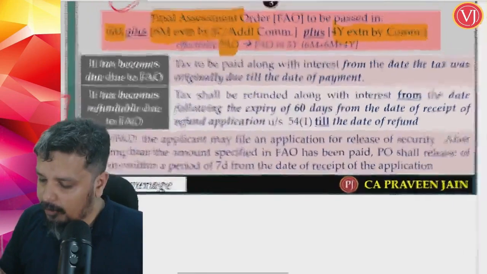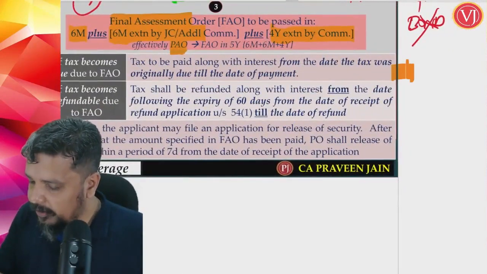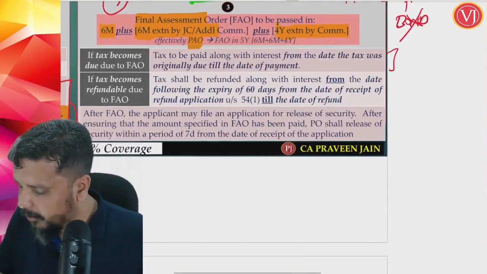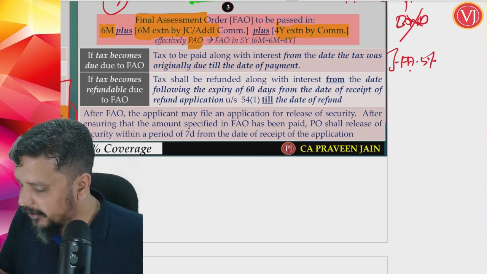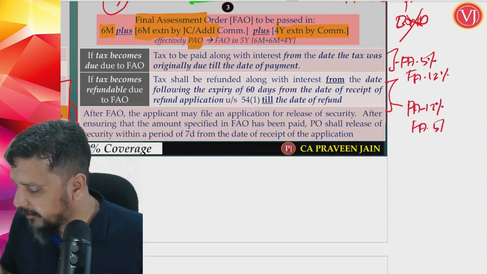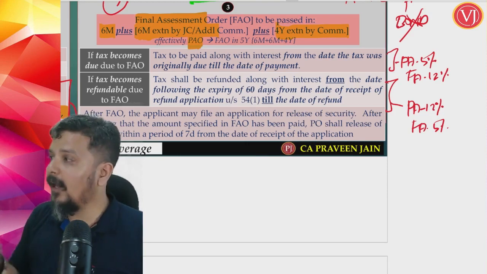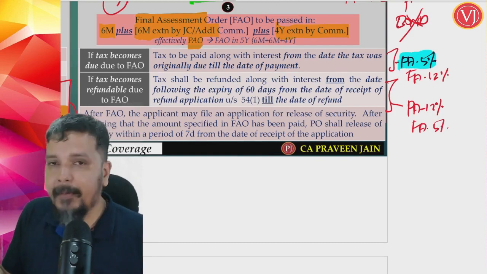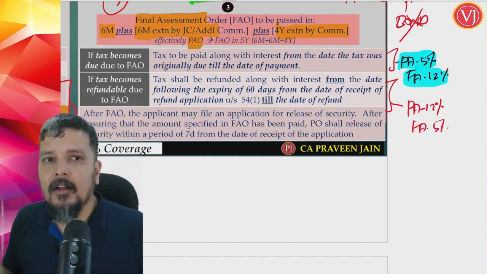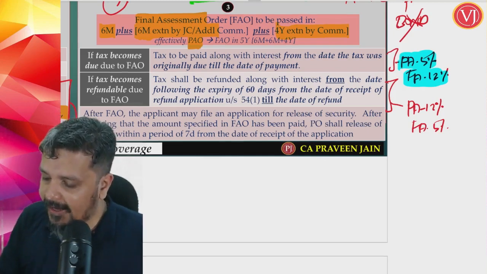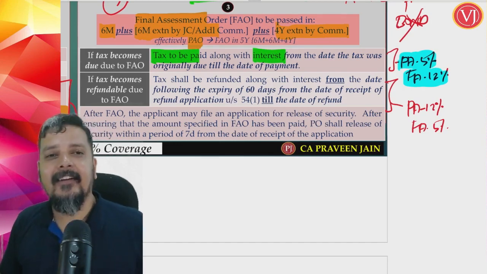But what if provisional assessment was at the lower side, at 5%, and final assessment is 12%? Or what if provisional assessment was at the higher side and final assessment is at the lower side? What will happen in the first case and what will happen in the second case? In the first case, provisional assessment 5%, you have paid 5%, but finally you have to pay more. Should you pay? Yes. That is tax that you have to pay along with interest.